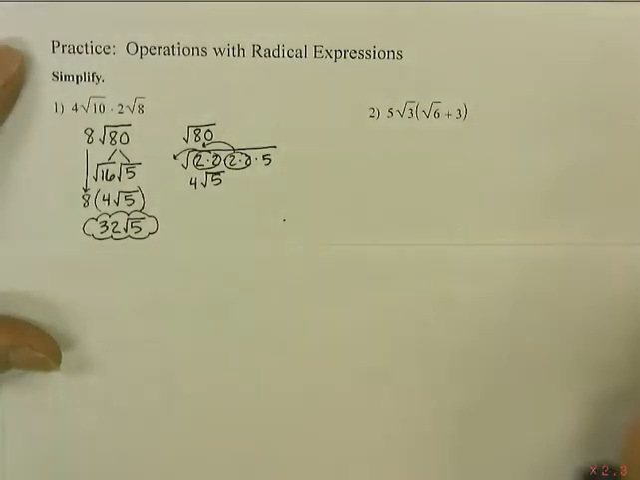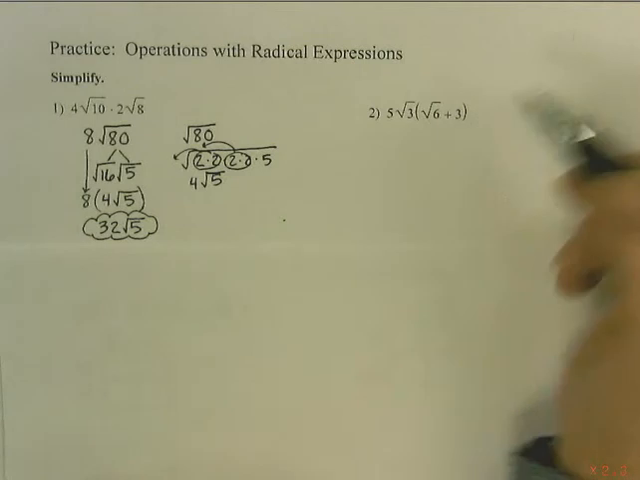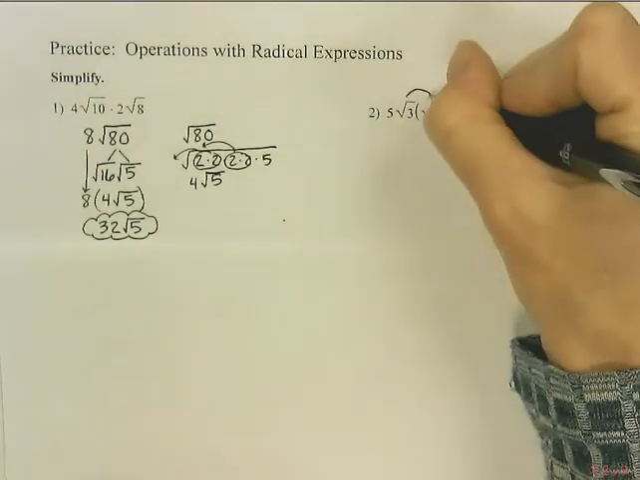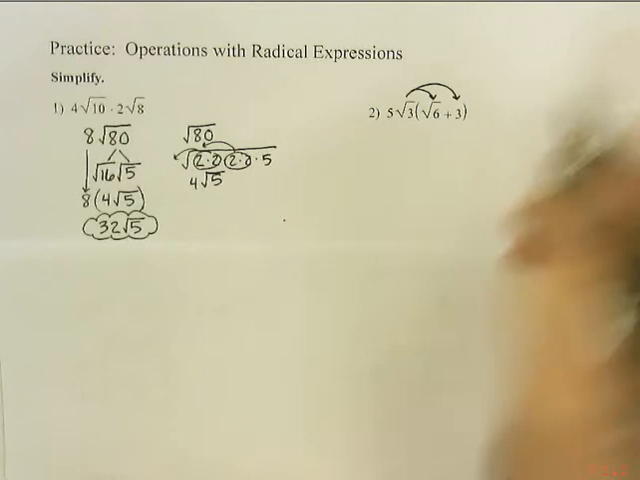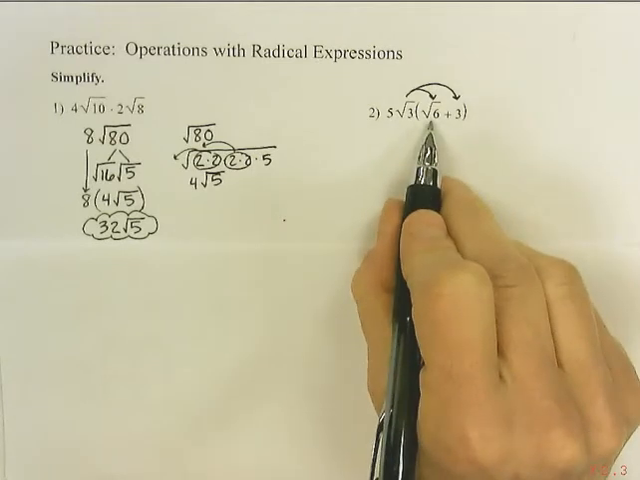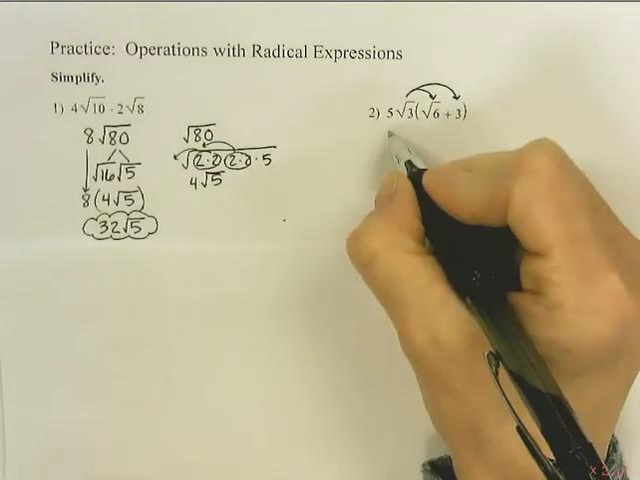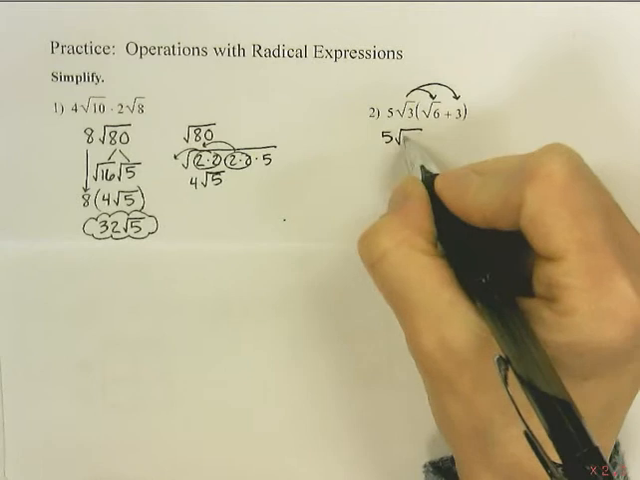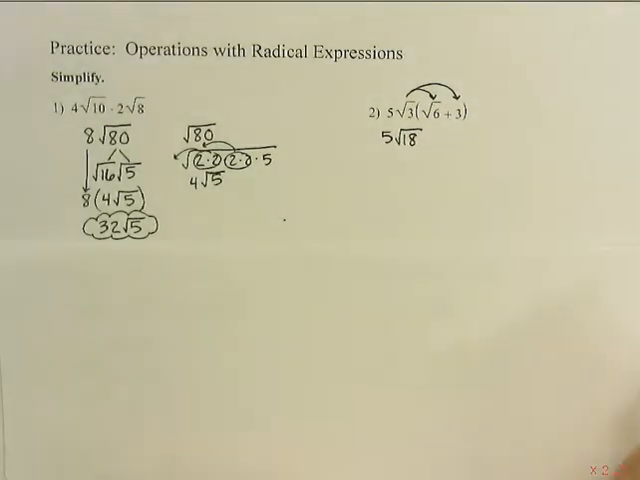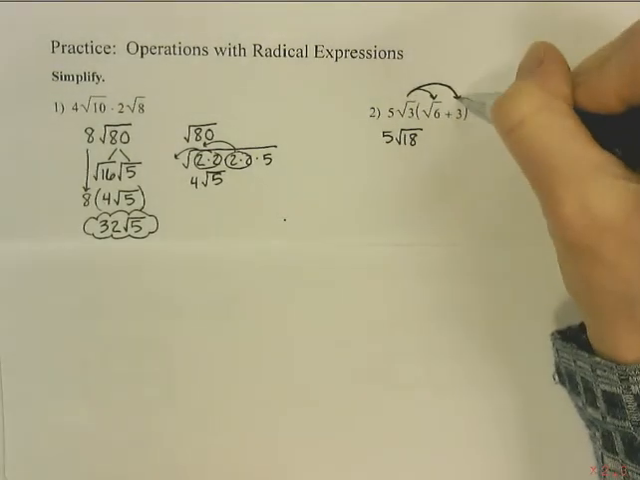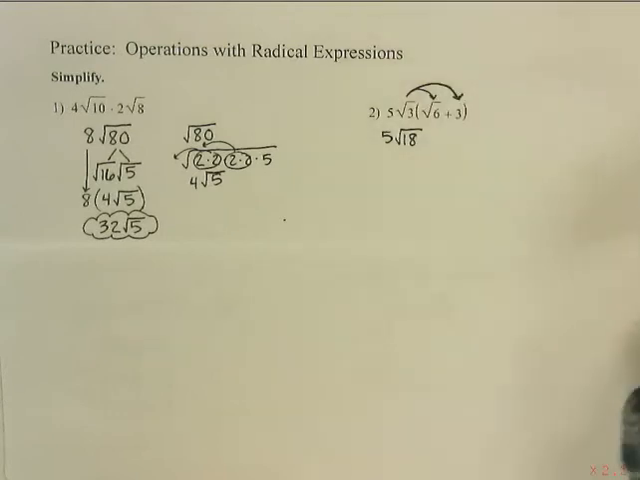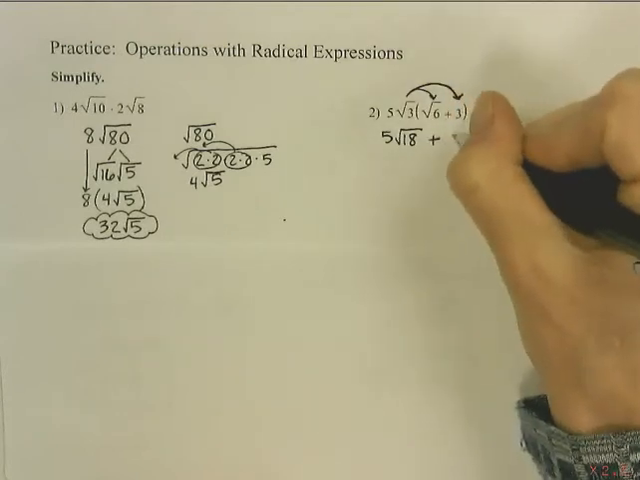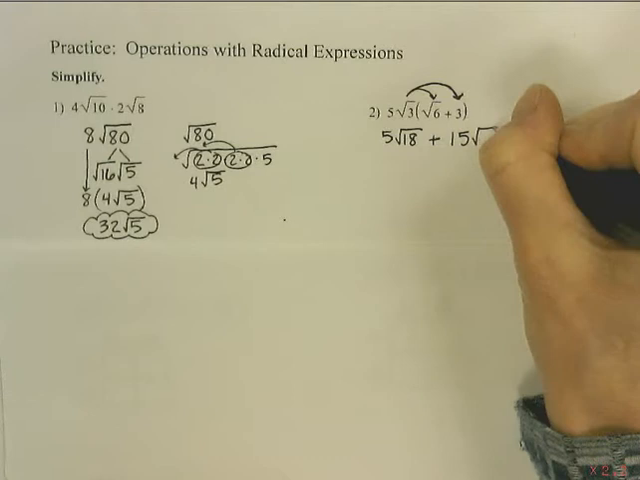All right, second problem. We have one term multiplied by 2 terms, so we're going to have to distribute the 5 root 3, multiply that by both terms. So remember, root 3 times root 6, since they're both under radicals, they get multiplied. 5 square root 18. Then we multiply 5 root 3 times 3. 3 is a whole number, so it gets multiplied by the 5. 15 root 3.